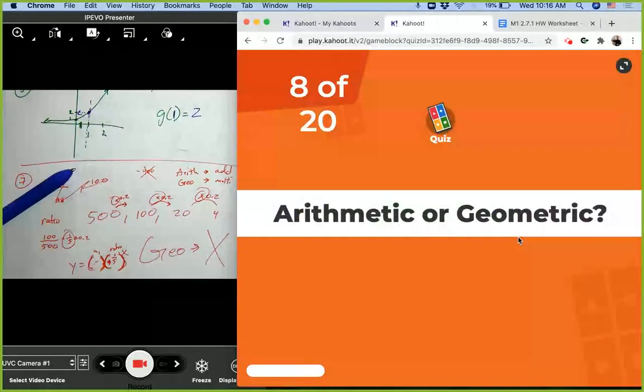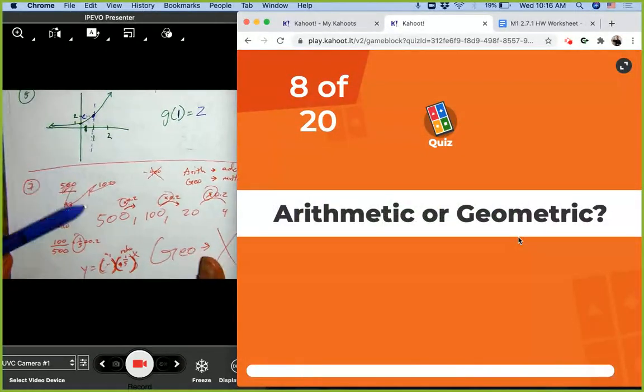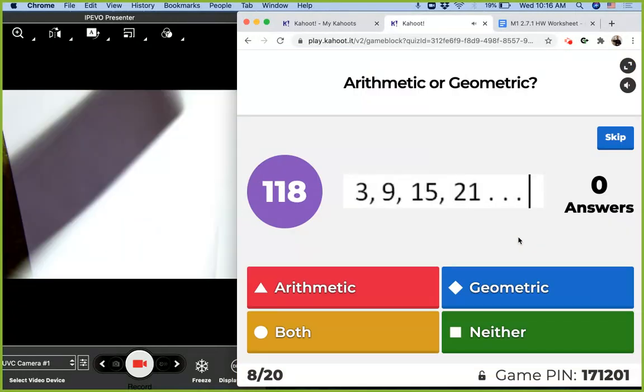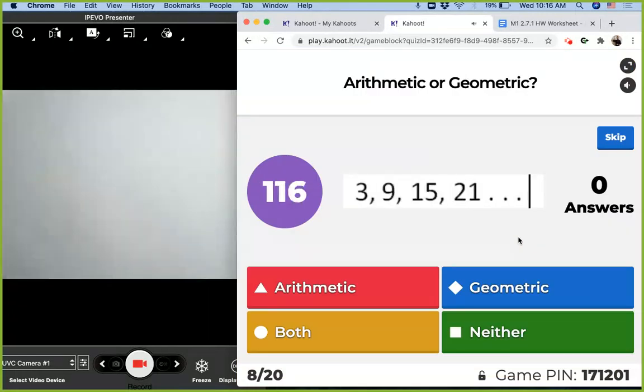Number 8. Same question. Arithmetic or geometric? How do you go from 3 to 9? Does the same process work from 9 to 15, from 15 to 21? And does that tell you if it's arithmetic or geometric? I think we can all get this, guys. Come on, let's do it.